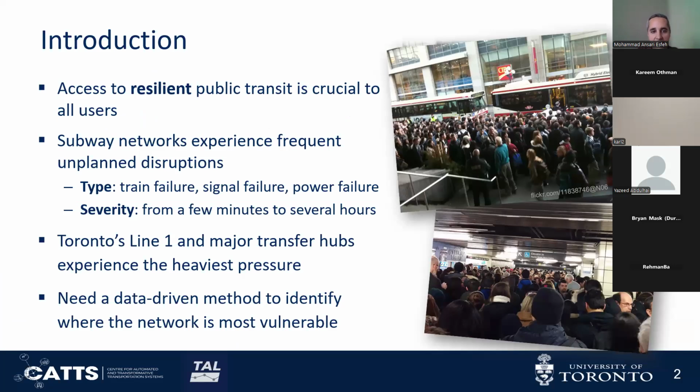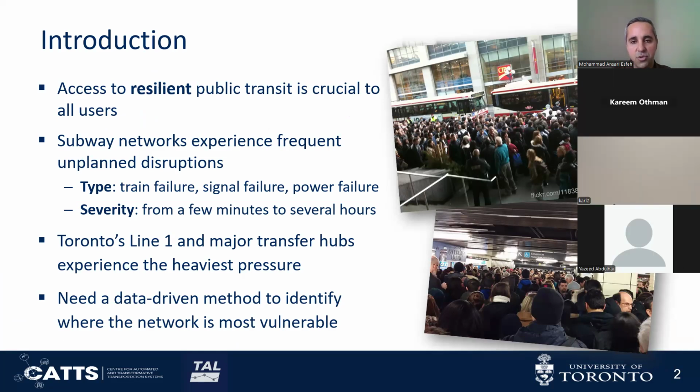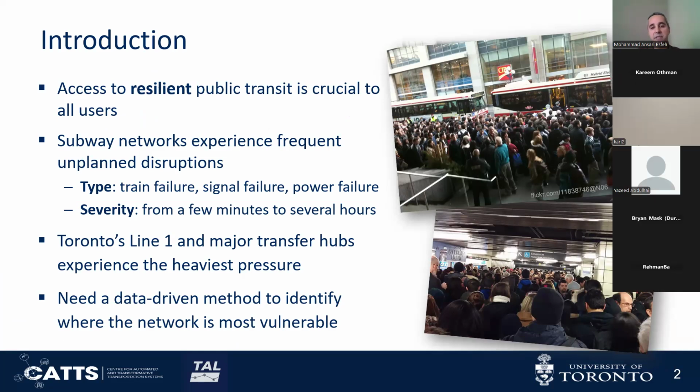We all know that access to a reliable and resilient public transit system is crucial to all users. For many people in Toronto, the subway network is a primary way of getting to work, to school, and also other essential services. However, the Toronto subway network, similar to other transportation networks, experiences frequent unplanned disruptions. And the severity of these disruptions ranges from a few minutes to incidents that can last for several hours in the system.